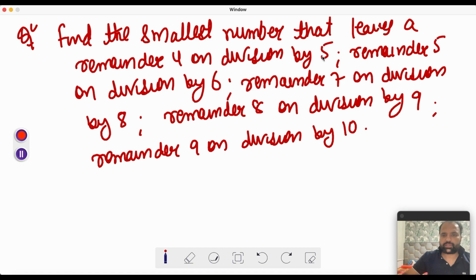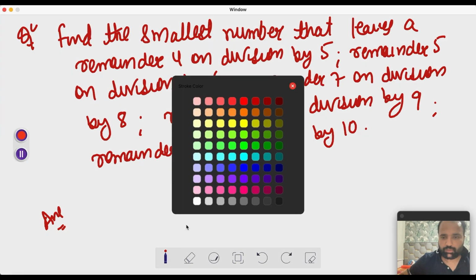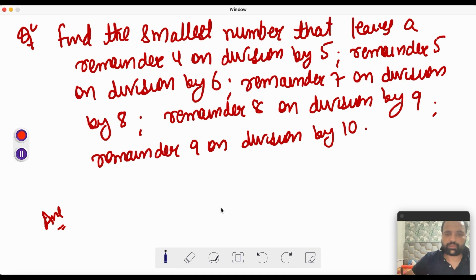It says find the smallest number that leaves a remainder 4 on division by 5, leaves remainder 5 on division by 6, leaves remainder 7 on division by 8, and leaves remainder 8 on division by 9, and finally leaves remainder 9 on division by 10. You can go as far forward as you want, or you can stop anywhere. We just have to understand the concept. As we can read, the question looks very tough, but again, in examinations like CAT, what appears tough isn't actually tough. It's very easy provided you understand.